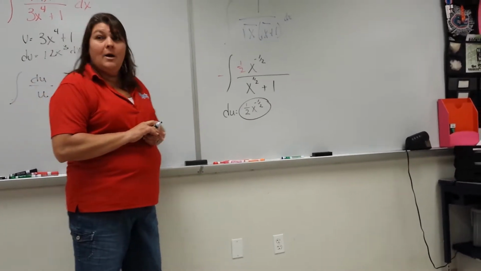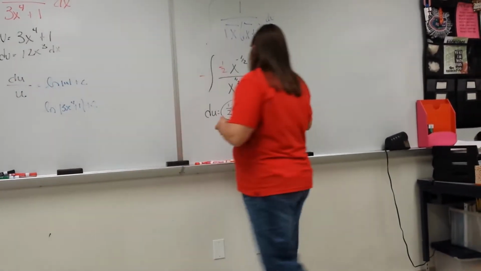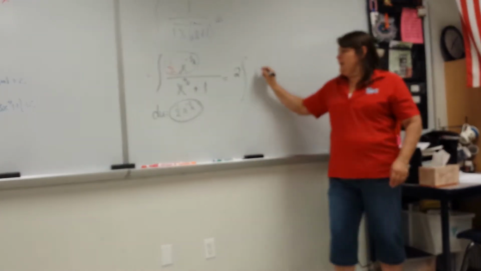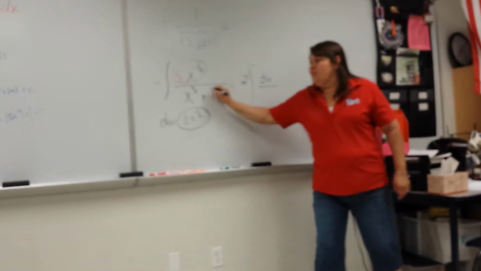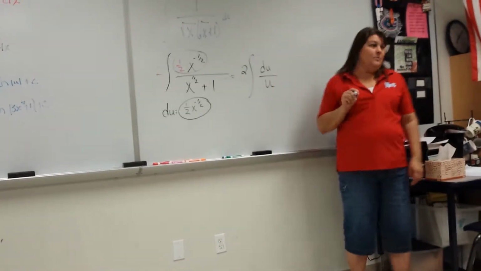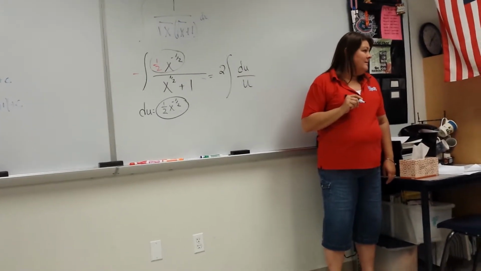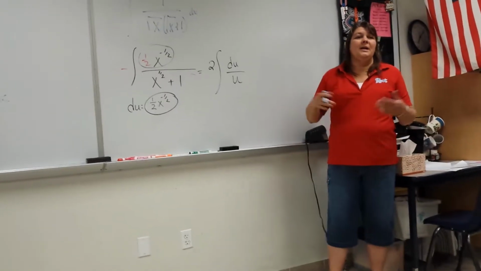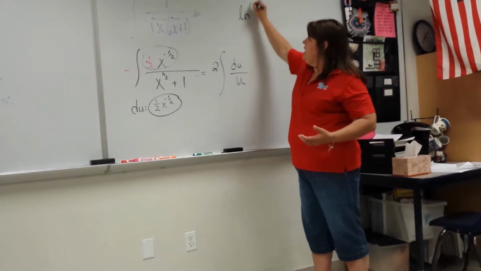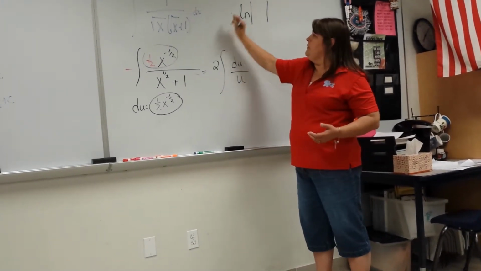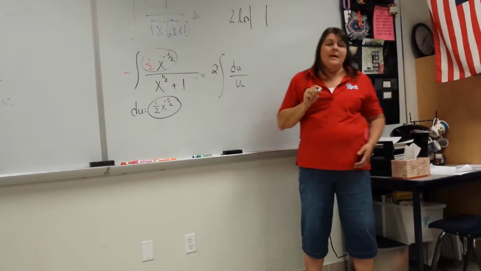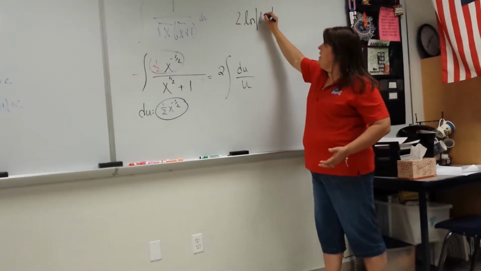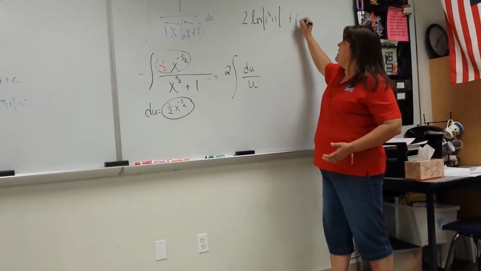So now, if I rewrite this, I think you would agree, I have 2 on the outside. This whole thing is now my du. This whole thing is now my u. Does that make sense? Yes. So what would its integral be? Well, the integral of du over u is ln of u, the natural log of the absolute value of u. Well, don't forget we had a 2. And then what was u? It's whatever's in the bottom, so x to the 1/2 plus 1. And don't forget your plus c.